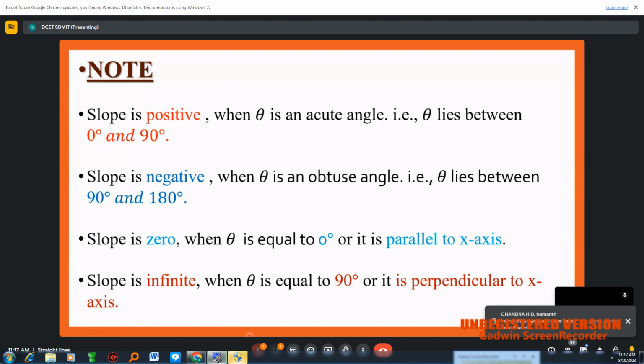So from this we can conclude that slope is positive when theta is acute. Slope is negative when theta is obtuse. Slope is 0 when theta is 0. Slope is infinite when theta is 90 degree.